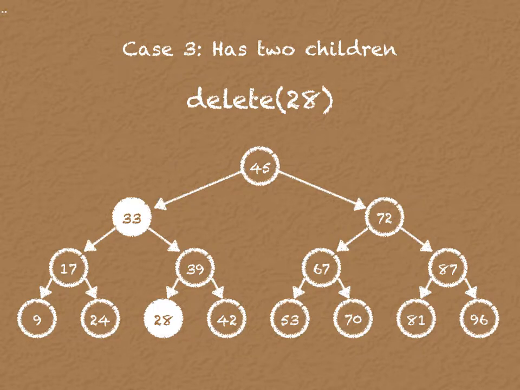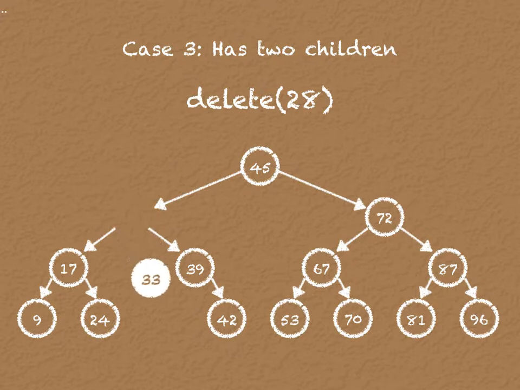And what this does is that it takes us out of case 3 and brings us to either case 1 or case 2. Why? Because 28 now will either have no children or it'll have one child. In this case, 28 now has no children, so we simply delete the node and the deletion is over.